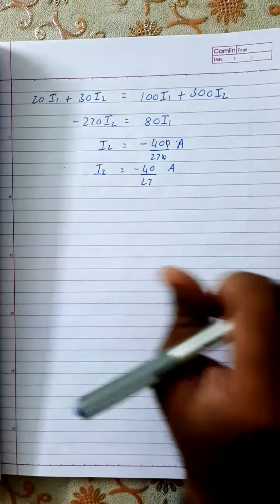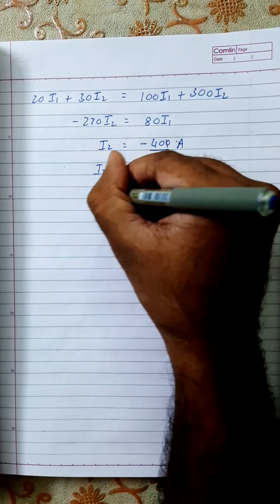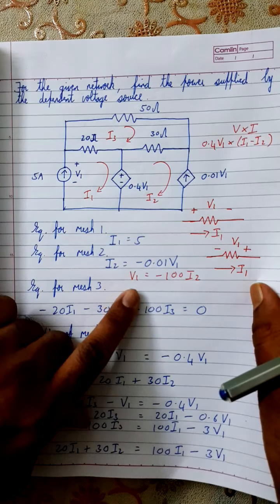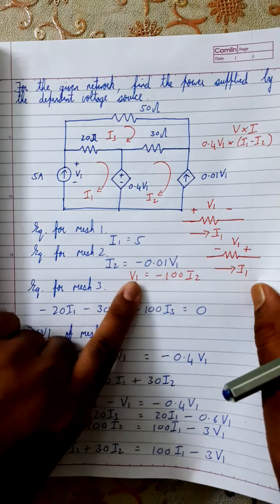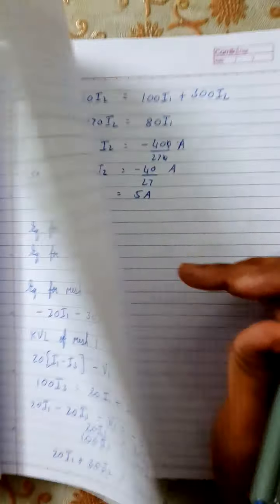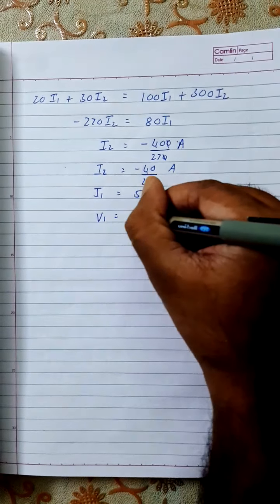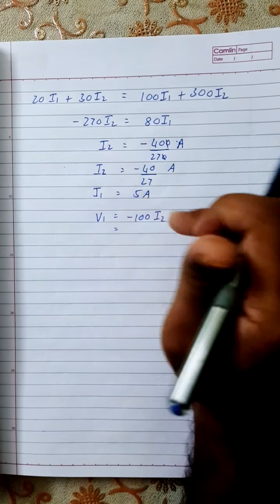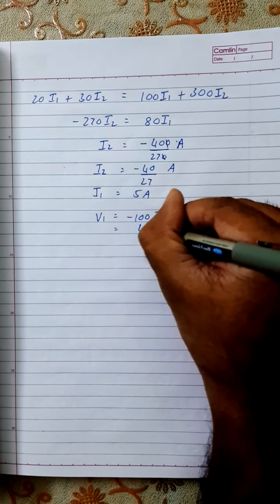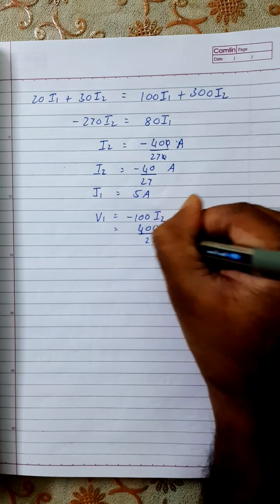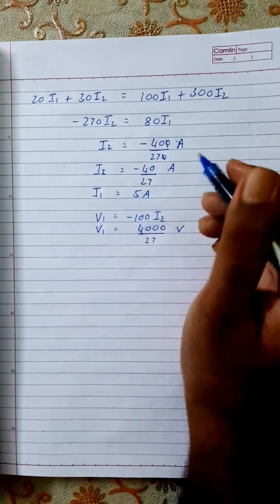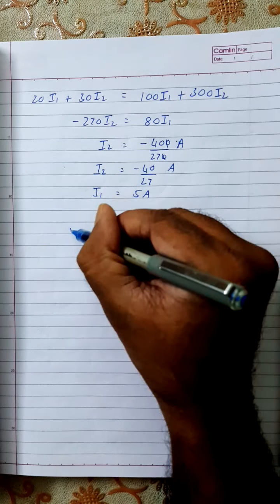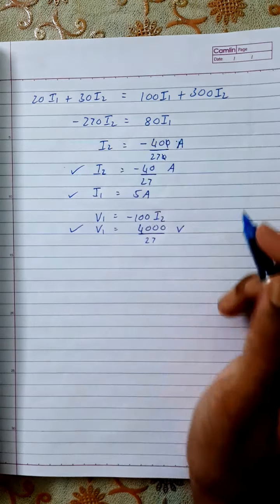Okay. So I2 is equal to minus 40 by 27, and I also know that I1 is equal to 5 amperes. And what about V1? According to here, V1 is equal to minus 100 I2. Let me write that over here. V1 is equal to minus 100 I2, which is a minus of minus is plus, so this is nothing but 4000 by 27 volt. That is the value of V1. So now I found the value of V1, I1, and I2. So now I can find the value of power.